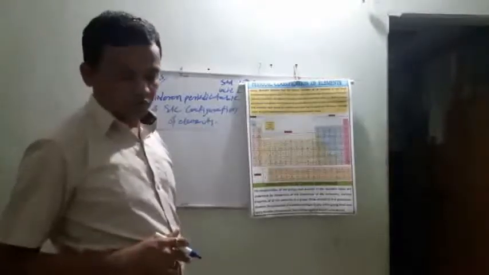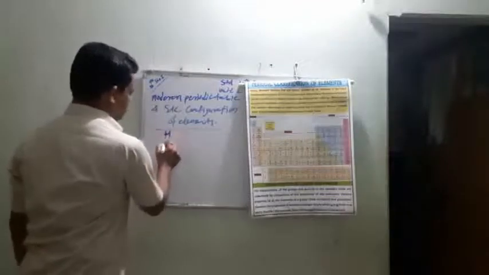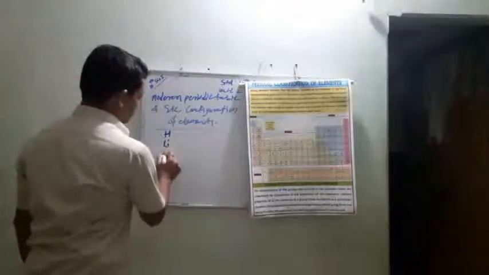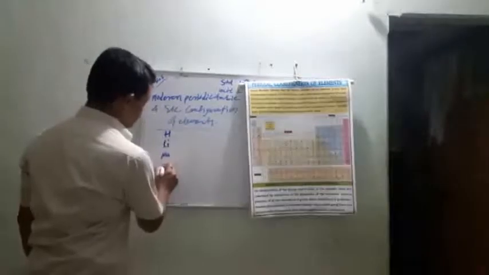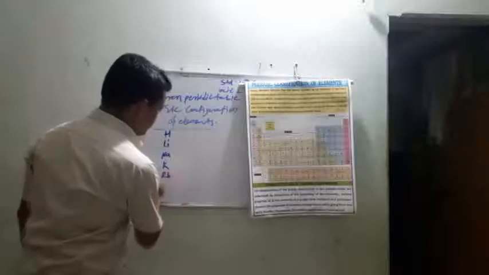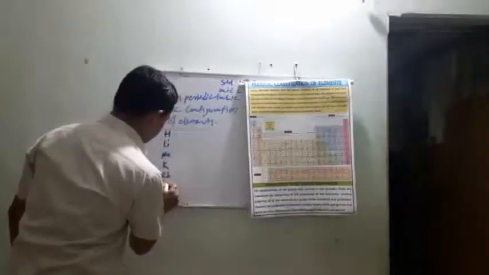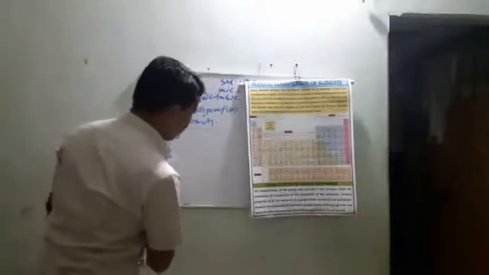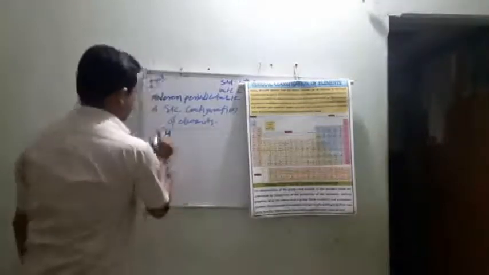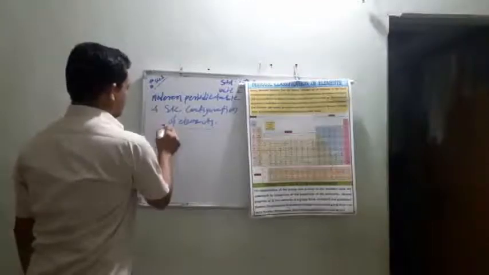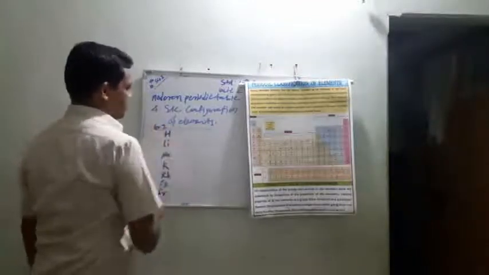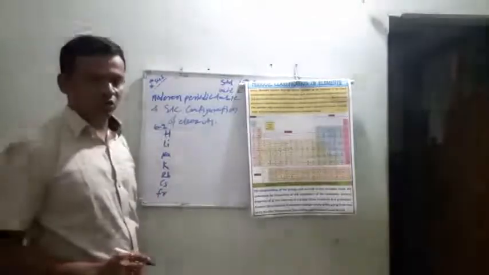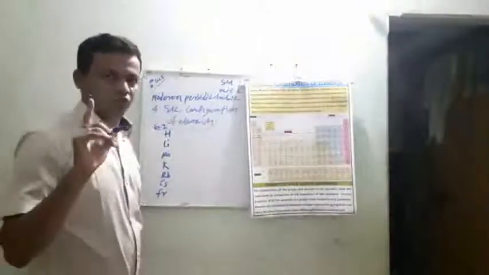First group includes the elements hydrogen, lithium, sodium, potassium, then rubidium, cesium and francium. So this is group first. These are the names of the elements present in group first.